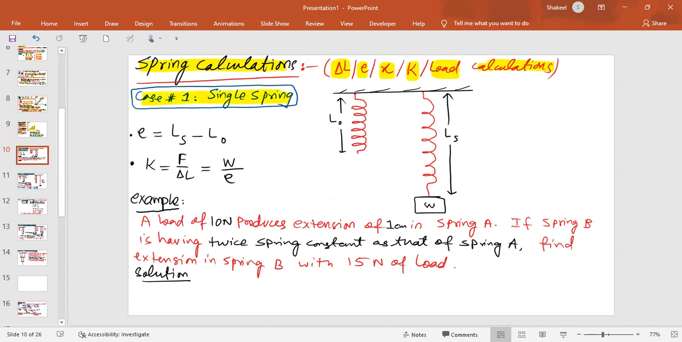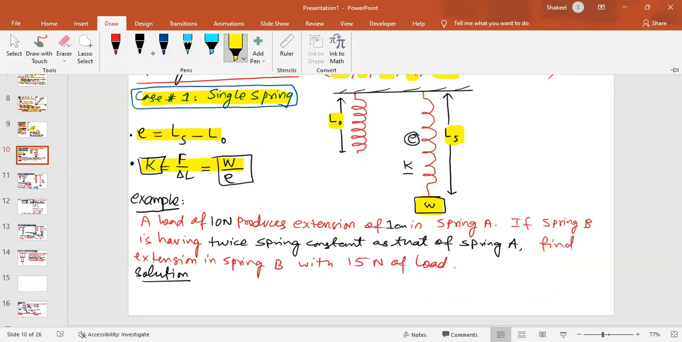Let's say there is a single spring of length L naught. If you attach a load W and the new length is Ls, then the extension is Ls minus L naught. And of course, the spring constant is F over delta L, or W over E, because in this case, let's say the extension is E. The extension is E and K equals W over E.